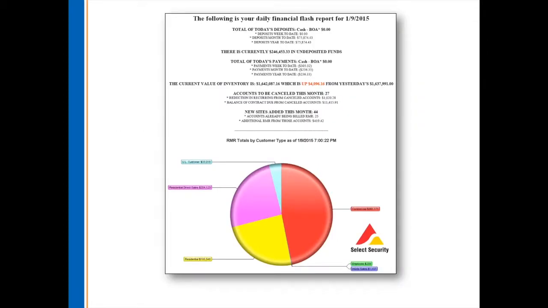And it's an example of a simple notification that's grabbing a few pieces of data throughout the database, and then we've created a simple chart to give us the RMR totals by customer type, and we've included that chart there along with that notification.